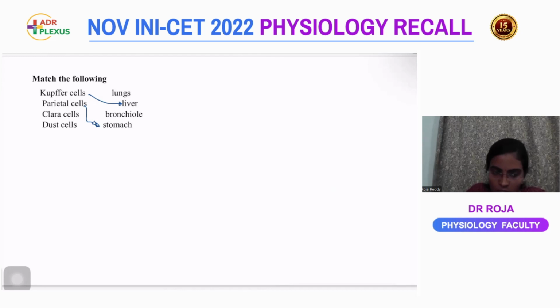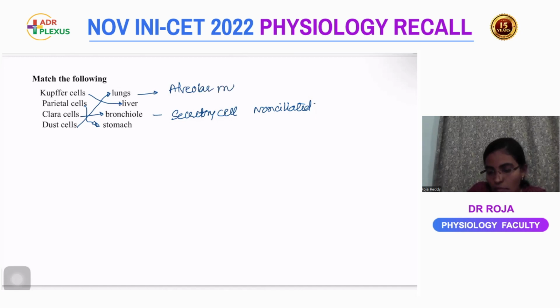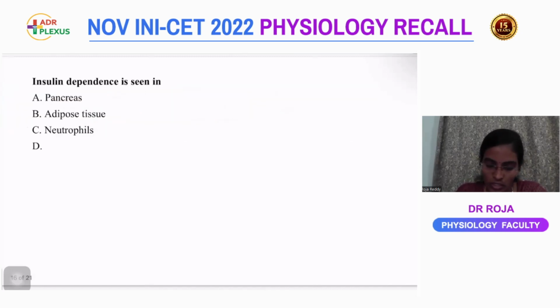Clara cells are present in the bronchiole, and are non-ciliated secretory cells lining the bronchiole, whereas dust cells are the ones lining the lungs, also known as alveolar macrophages. So these are the various types of cells and the tissues where these are present. This is a straight question. Then we will move on to the next one.